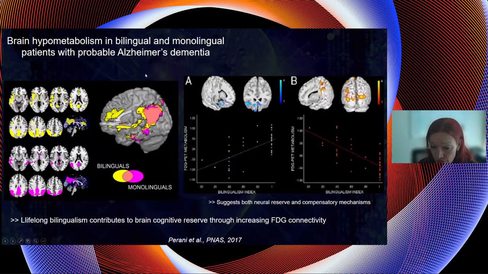This is another study from a Peruvian collaborator showing that bilingualism also has a positive impact on reserve. This is a study on probable Alzheimer's disease patients showing that at the same level of cognitive impairment, bilingual individuals show greater hypometabolism compared to monolingual individuals. This suggests that lifelong bilingualism contributes to brain cognitive reserve through increasing FDG connectivity, notably. You can see here that there were both positive and negative correlations with brain metabolism and brain connectivity, suggesting both neural reserve and compensatory mechanisms in distinct brain regions.